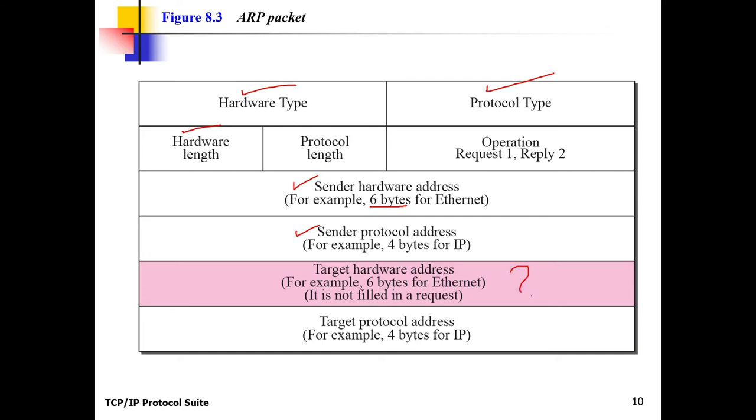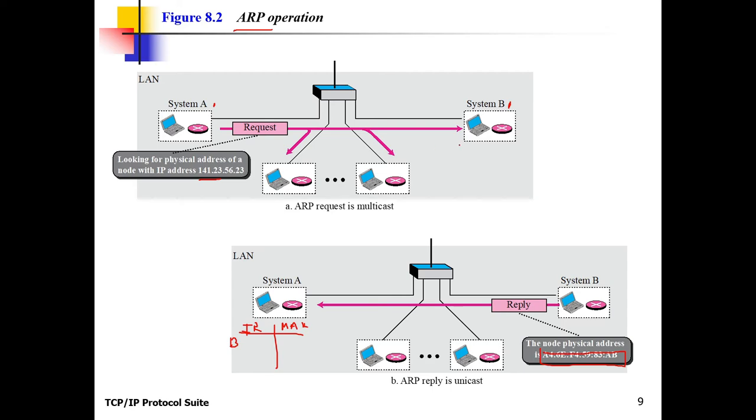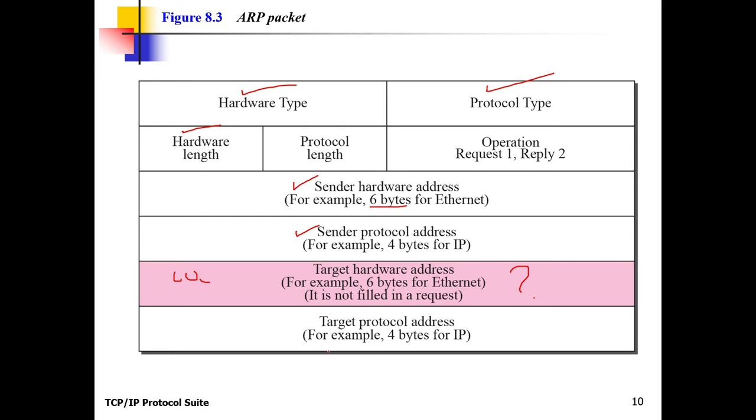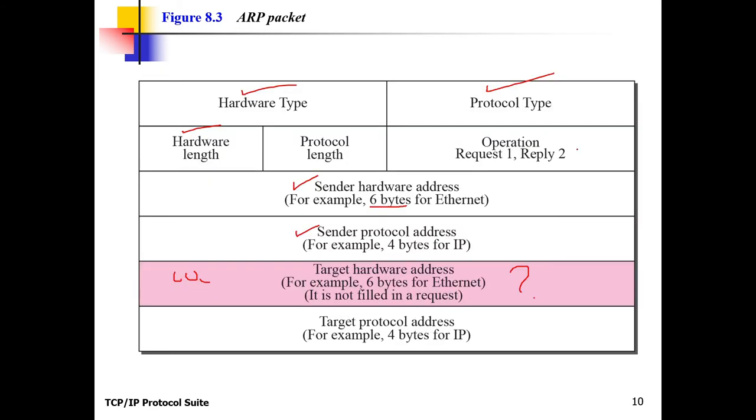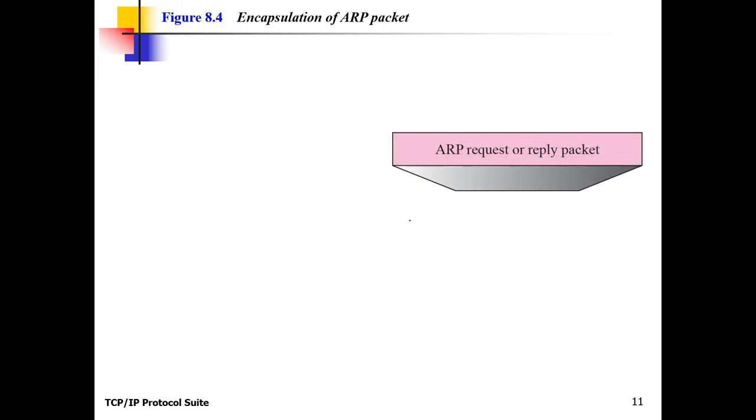Now, the target hardware address, that's what we are trying to get. So all you have to do is put all zeros in here. Because when you send it, you don't know the physical address of B. You need to get it, right? So you fill it with zeros. And then you have the target protocol address, which in this example will be 142.23.56.23. That's the packet that will be sent out.